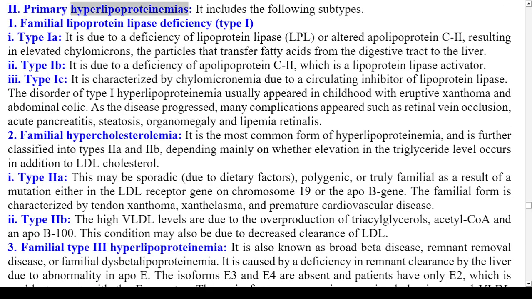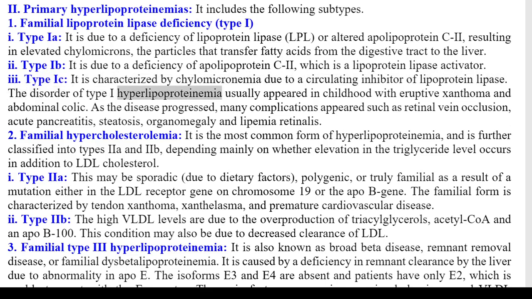2. Primary hyperlipoproteinemias. It includes the following subtypes. 1. Familial lipoprotein lipase deficiency, type I. Type Ia is due to a deficiency of lipoprotein lipase, LPL, or altered apolipoprotein C2, resulting in elevated chylomicrons, the particles that transfer fatty acids from the digestive tract to the liver. Type Ib is due to a deficiency of apolipoprotein C2, which is a lipoprotein lipase activator. Type Ic is characterized by chylomicronemia due to a circulating inhibitor of lipoprotein lipase.